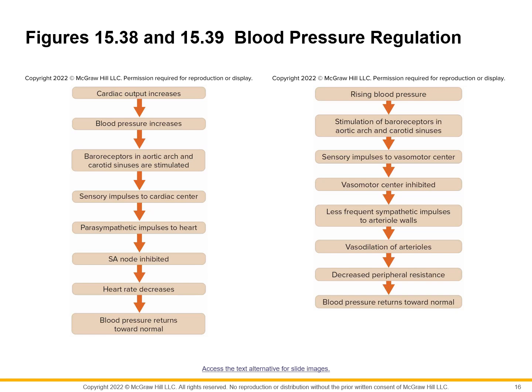towards normal. And rising blood pressure again will stimulate the baroreceptors, sorry, baroreceptors in the aortic arch and carotid sinus. This will stimulate the cardiac center or vasomotor center. Okay, this will lead to vasomotor center inhibited, less frequent sympathetic impulse to arterial walls, vasodilatation of arterioles, decreased peripheral resistance, and blood pressure returns to normal.